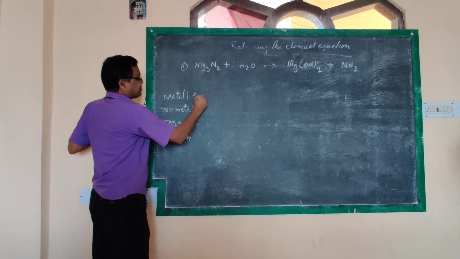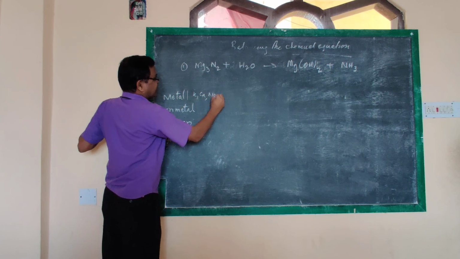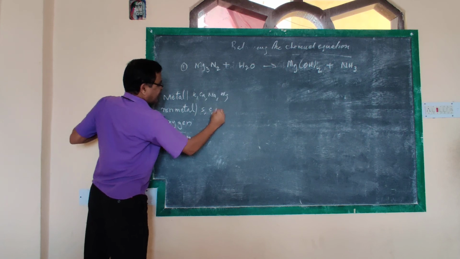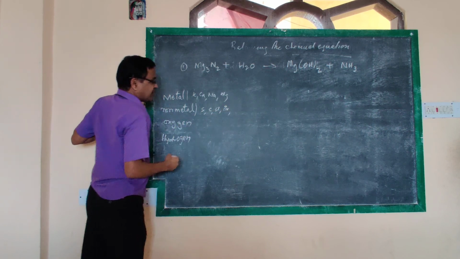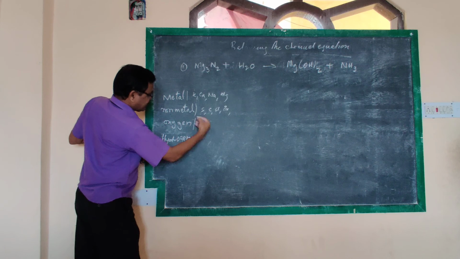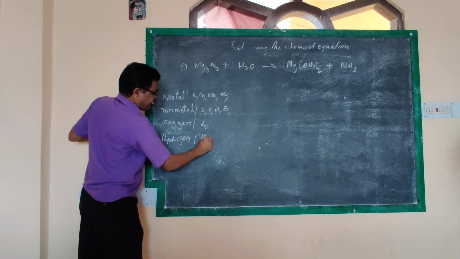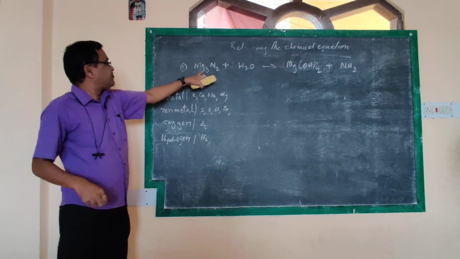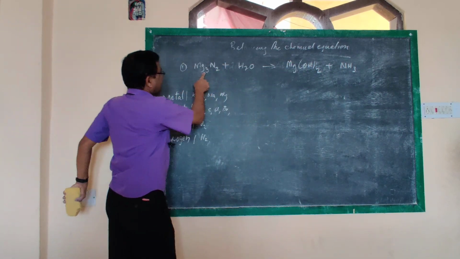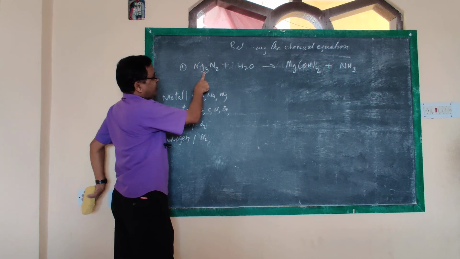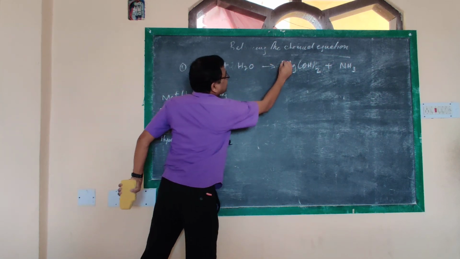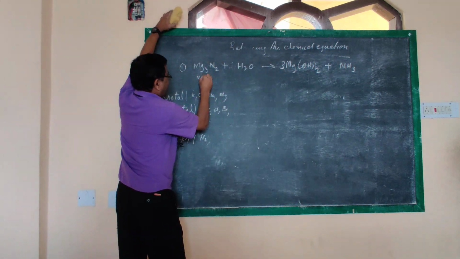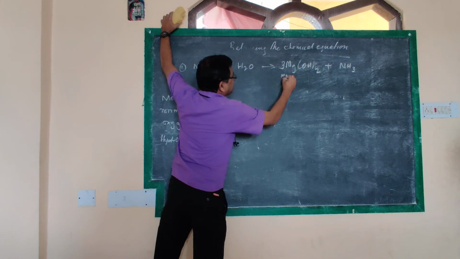So metal can be calcium, sodium, potassium, magnesium, all these are metals. Non-metal: sulfur, carbon, chlorine, bromine, all these are non-metals. Then oxygen and hydrogen. So in a chemical reaction, first see whether we are having a metal or not. Yes, we have metal, that is magnesium. See here, magnesium here we have 3 on the reactant side. So we'll put straight away 3 here. So magnesium 3, magnesium 3 here, balanced.